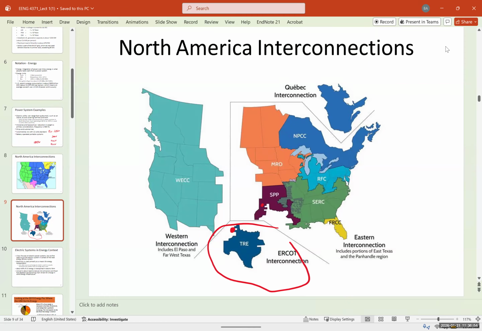So if you have a problem, you're going to be on your own. But the Western and Eastern grids have interconnections with each other as well. They sometimes share energy as well.